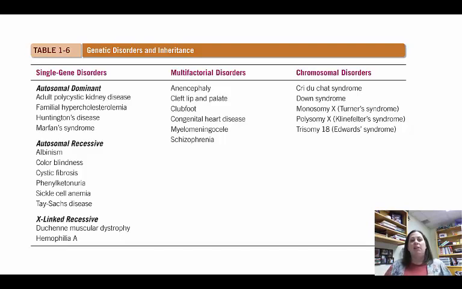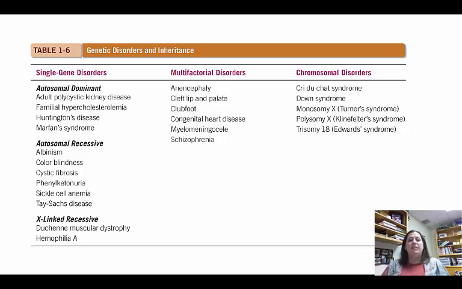If you look here, the single gene disorders can be divided into autosomal dominant, autosomal recessive, and X-linked recessive. So underneath the autosomal dominant, you have what we call adult polycystic kidney disease, familial hypercholesteremia, Huntington's disease, and Marfan syndrome. Now, we will talk about several of these in this chapter, but some of these we'll talk about more specifically in the body system that they're contained in.